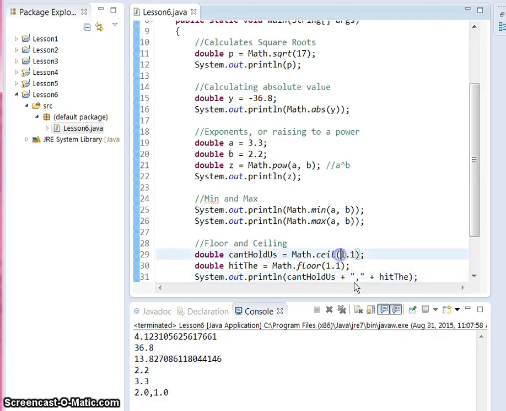Now if you put a negative in front of 1.1 in both of those, and then hit run again, it's the opposite. If you're going to ceiling, it's going to go up and be more positive. Even though it's still negative, it's more positive, and floor is more negative. So ceiling and floor are kind of a weird concept to grasp, so if you don't understand it, play with it a little bit until you get a grasp of it.